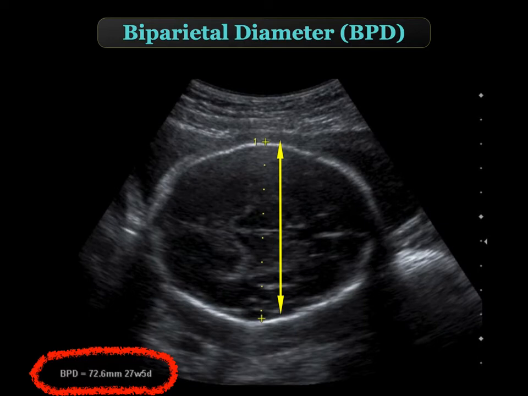This can be a difficult measurement to obtain because the head of the fetus has to be in a specific position in order to see the thalami. Here you can see the biparietal diameter is measured out into a gestational age of 27 weeks and 5 days.